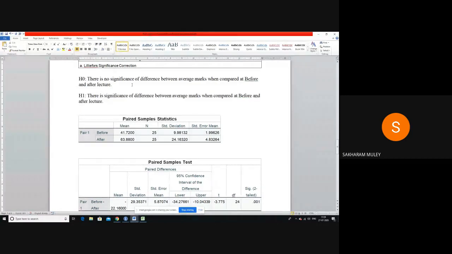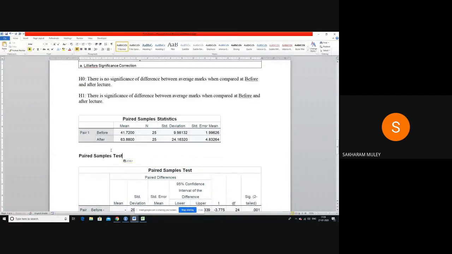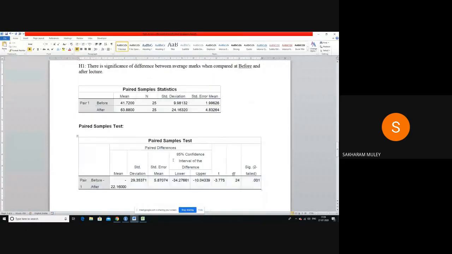So definitely here you can see that the before score is 41.72 and the after score is 63.88. Now the standard deviation before is 9.98 and the standard deviation after is 24.16. Standard deviation is a very essential parameter to understand the consistency between the data values. So before, students were more consistent, but the variance has increased in the after case.